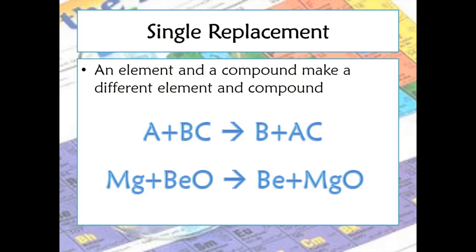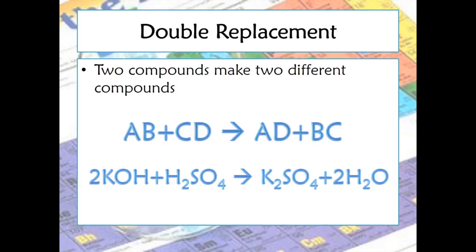The chemical equation for a single replacement will always have one element and one compound on each side of the equation, but the elements and compounds on the left side will be different from those on the right side. We can see the replacement occurs when A switches with B. Double replacements are very similar to single replacements, except we're dealing with 2 compounds instead of a compound and an element. For this double replacement, we see that elements B and D switched places to form 2 new compounds on the right side of the equation.